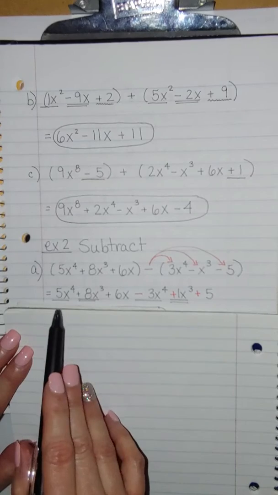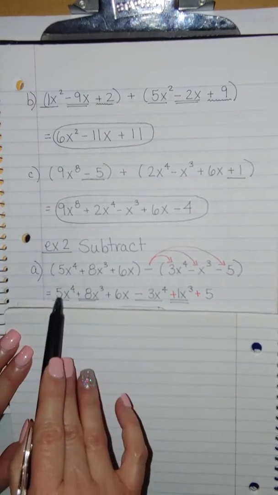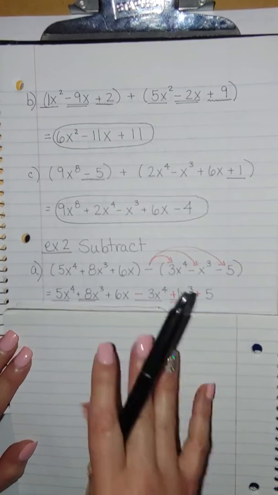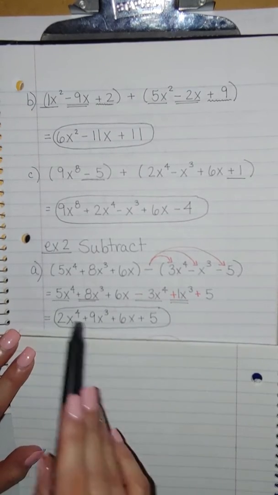Okay, so now we've got like terms. We've got to buddy up here. We've got the x to the 4th like terms and the x to the 3rd like terms. So that's going to be my final answer.